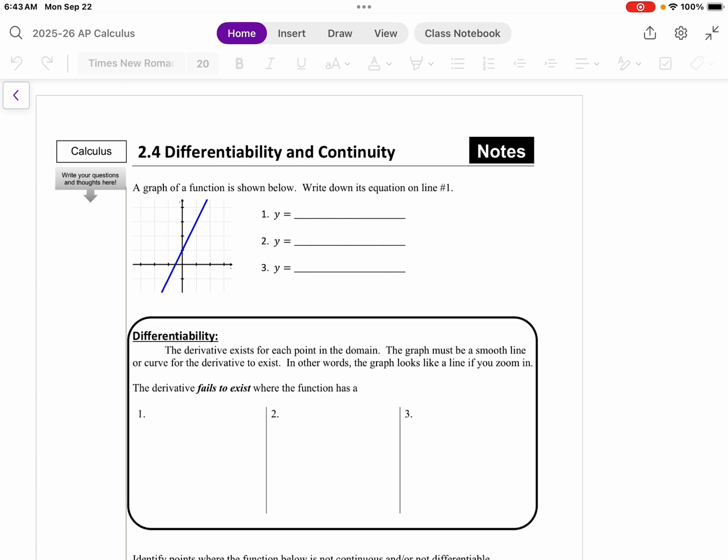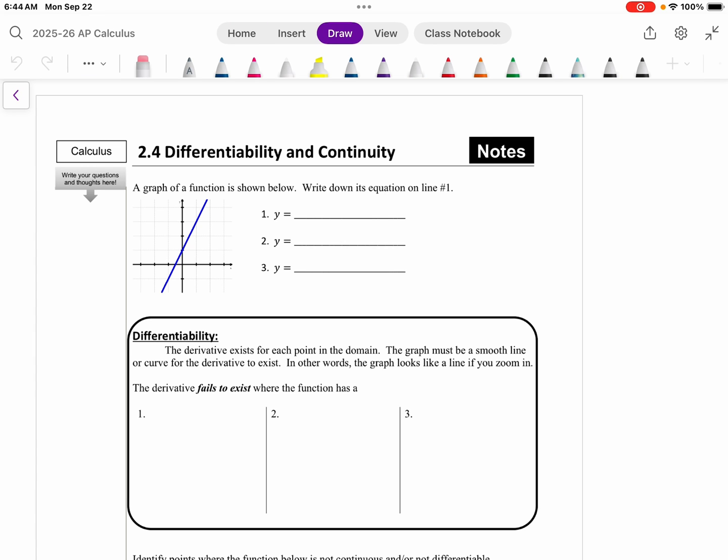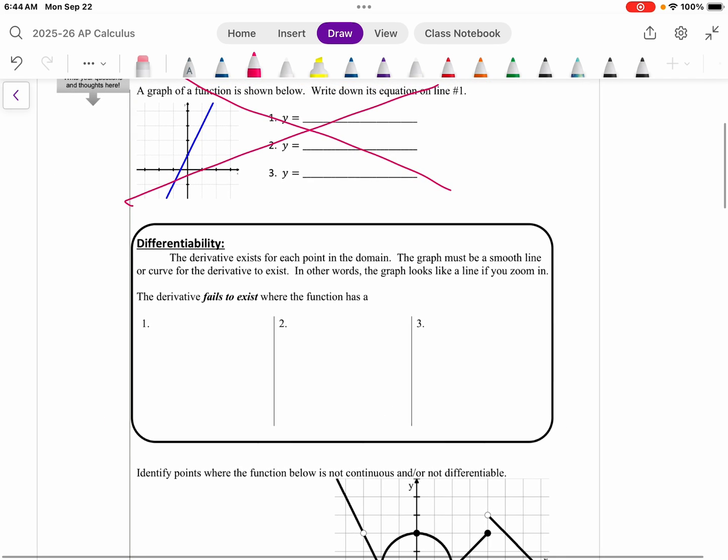This first part, don't worry about it as we go through here, just because I need to zoom in on a graphing calculator, which is a little bit challenging to do here. But as we look at the definition we're following for is it differentiable: the derivative exists for each point in the domain is one thing we have to keep in mind. The graph must be a smooth line or curve for the derivative to exist. So that's a key thing. It must be a smooth line or a curve for the derivative to exist.